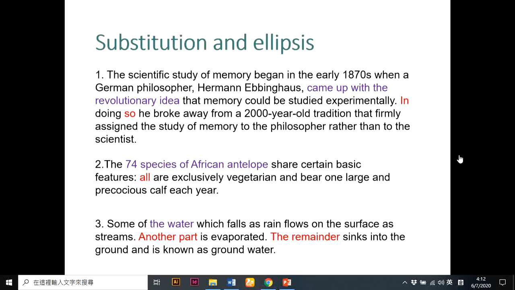The third example is slightly different. The words in red, another part and the remainder, refer back not exactly to the water. The water isn't mentioned again. There's an ellipsis. So this is substitution by zero. By referring to part, simply just to a part or the remainder, the writer refers us back to the water. It's not necessary to say another part of the water or the remainder of the water.